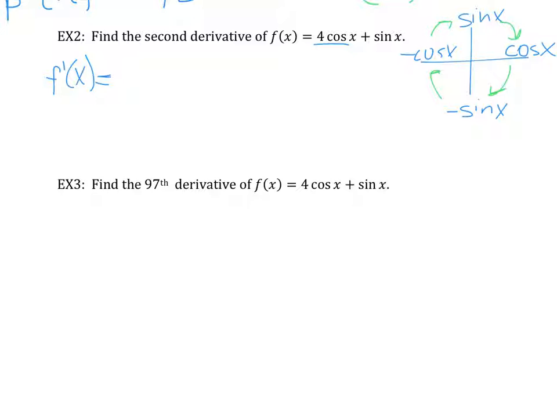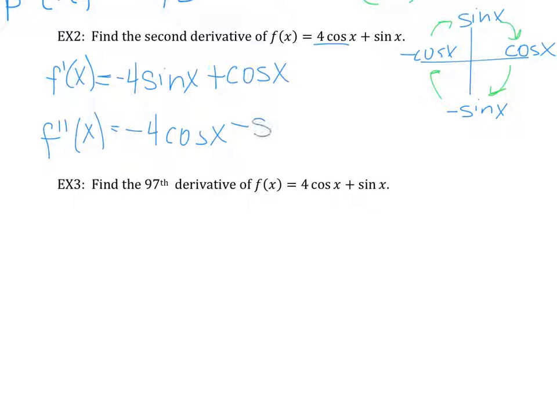So the first derivative is going to be negative 4 sine of x. The derivative of sine is cosine. Now take the derivative of that. So the second derivative is going to be negative 4 cosine of x and minus sine.